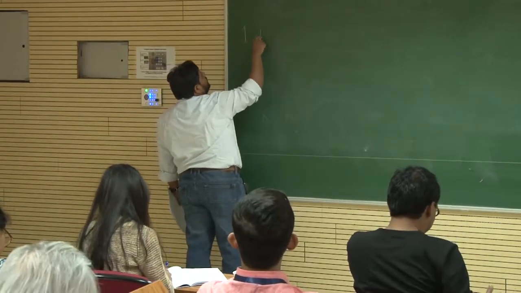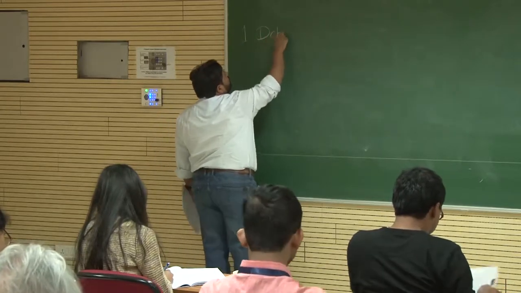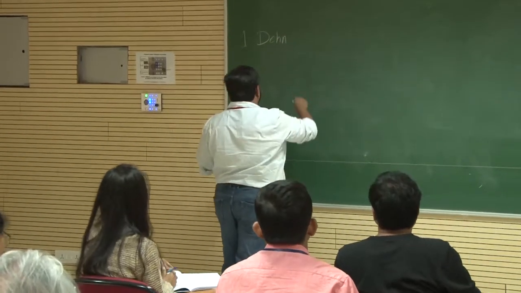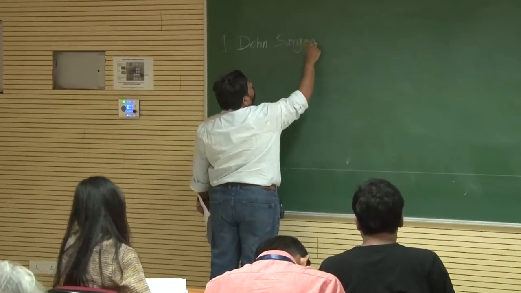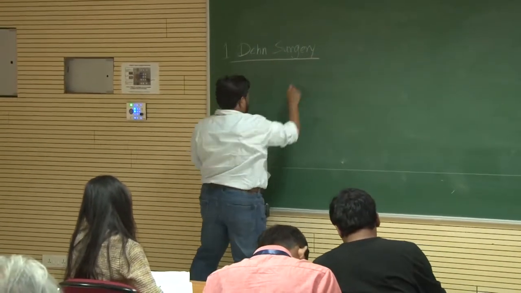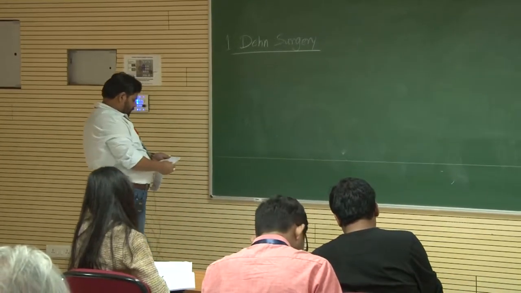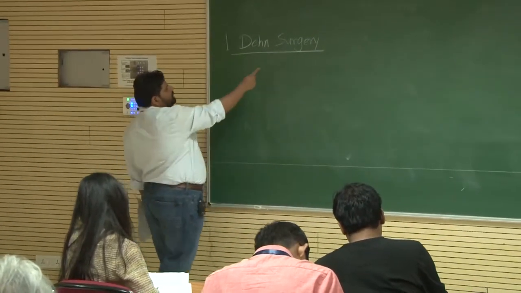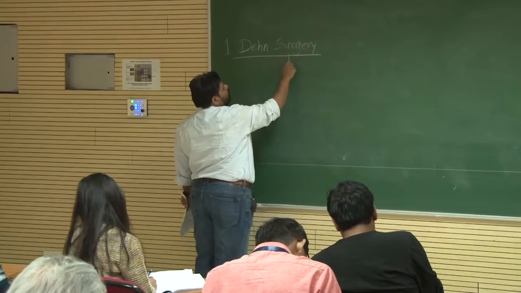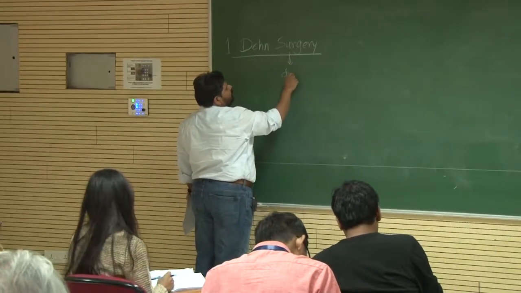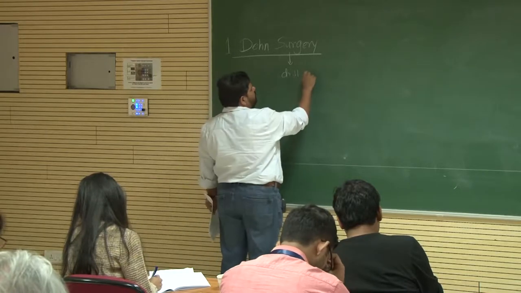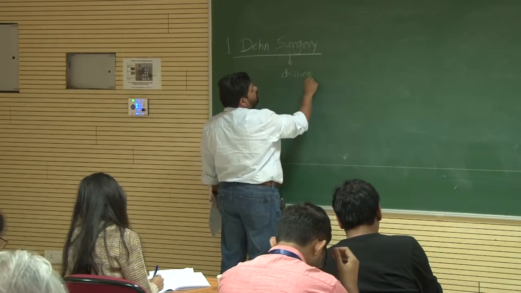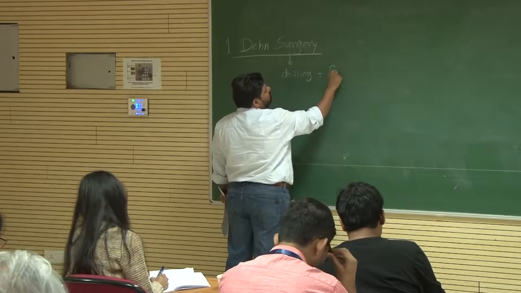So the first part is Dehn surgery. What Dehn surgery, the surgery part here, means is you drill out something and then fill in something. So it is drilling plus filling.